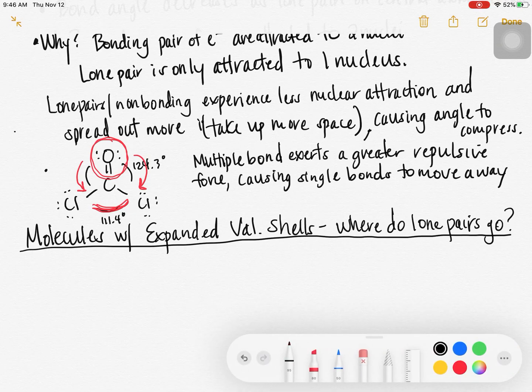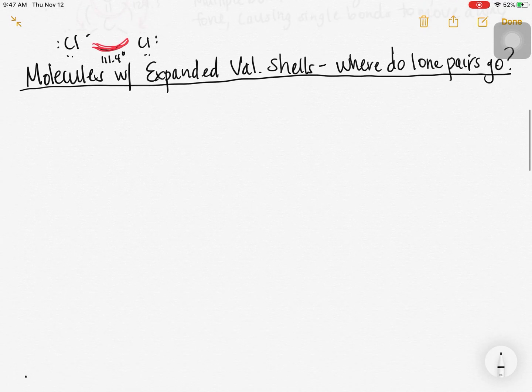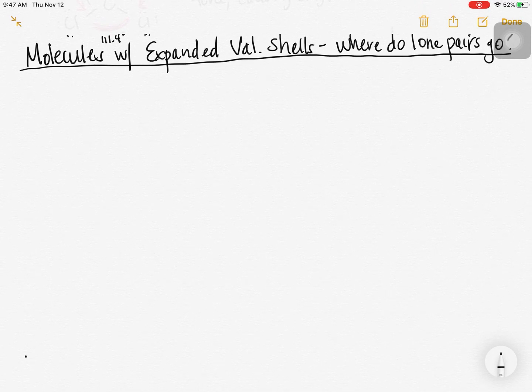So what's the takeaway here? That we're going to have some bond angle variance, okay? It's not always going to be the bond angle that you've kind of memorized due to one of two things. One, either lone pairs, or two, a multiple bond scenario. Okay, so that's the first topic that we need to talk about. The second topic is what happens when we have a molecule with an expanded valence shell?